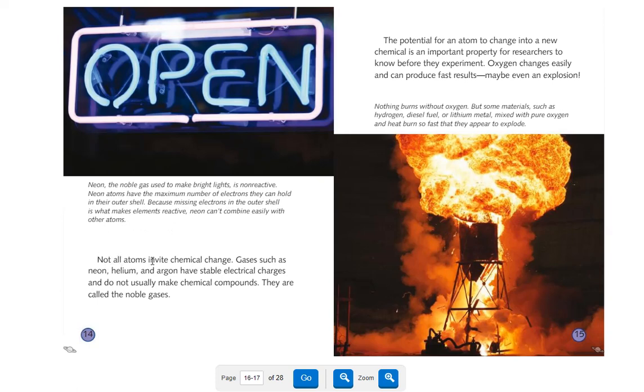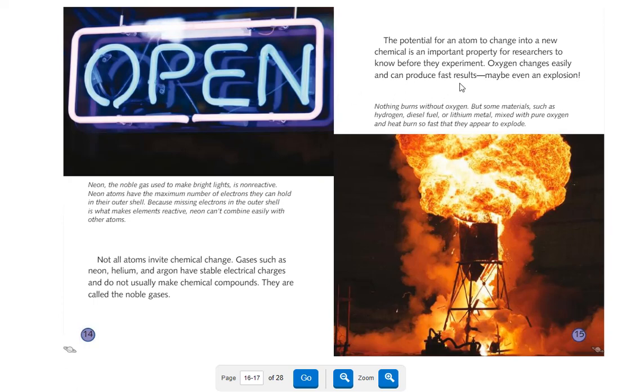So on that note, not all atoms invite chemical change. Gases such as neon, which is the gas that's used to make those cool looking neon signs, helium and argon have stable electrical charges and do not usually make chemical compounds. They are called the noble gases. The potential for an atom to change into a new chemical is an important property for researchers to know before they experiment. Oxygen changes easily and can produce fast results, maybe even an explosion. Yes, oxygen, unlike neon or argon, is highly reactive.